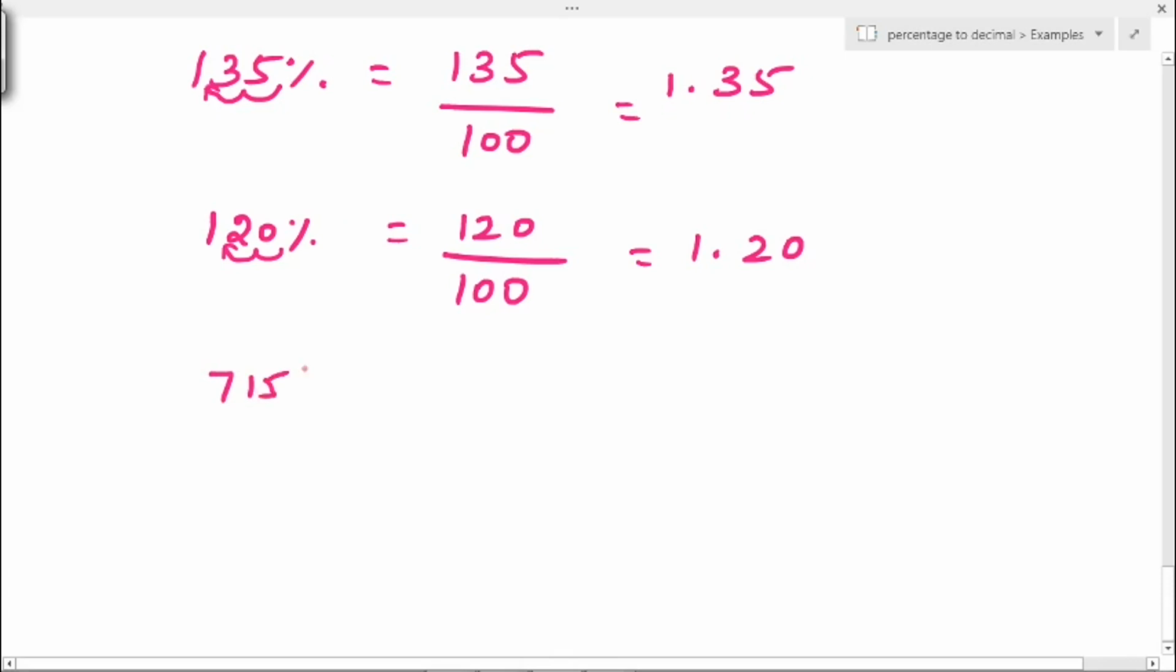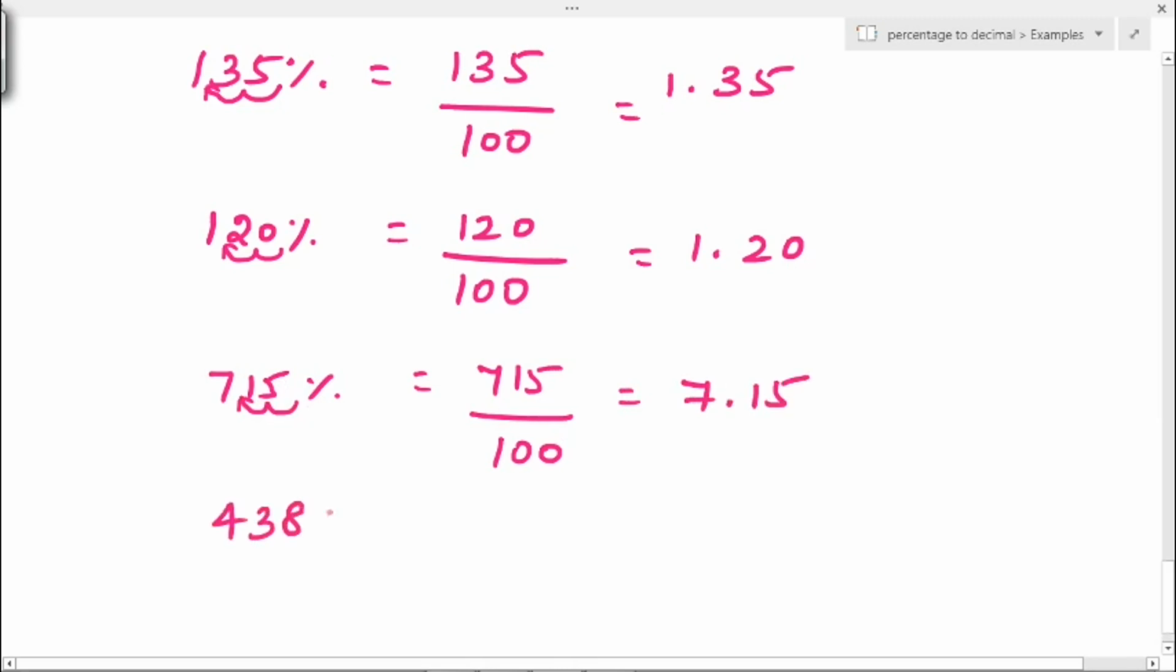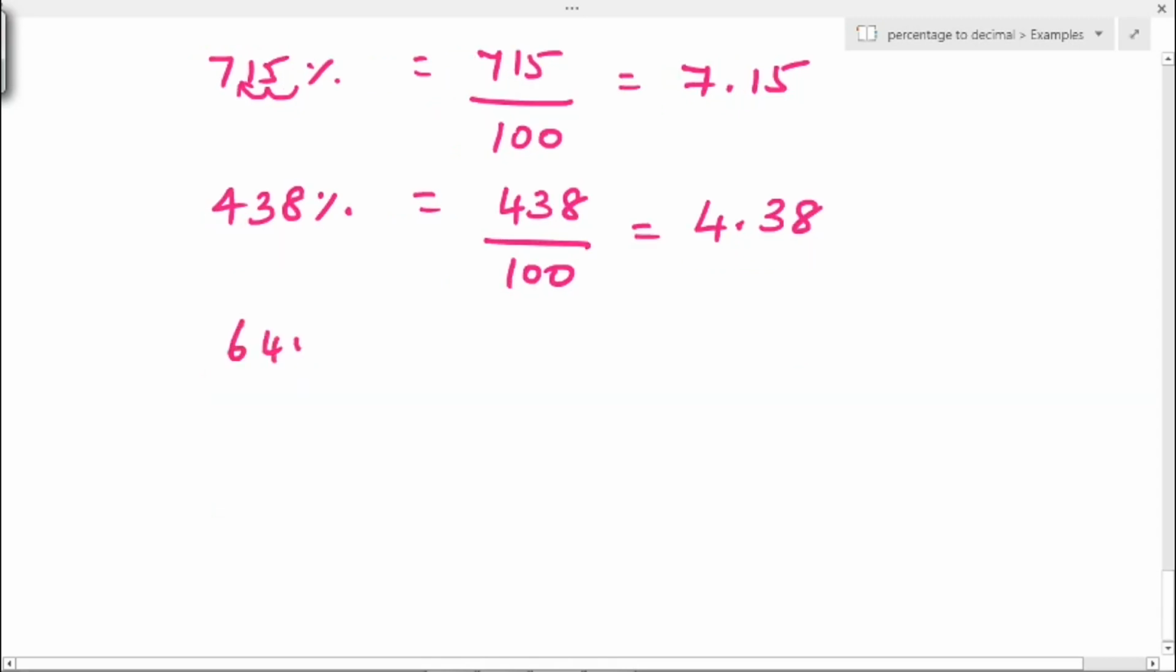Suppose we have 715 percent. This can be written as 715 divided by 100. Again we move the decimal 2 places to the left. So the value is 7.15. Suppose we have 438 percent. So 438 divided by 100 is 4.38. Suppose we have 645 percent. The answer is 645 divided by 100, which is nothing but 6.45. We have to move the decimal 2 places to the left. These are all 3-digit numbers.